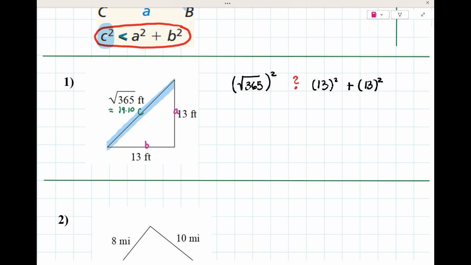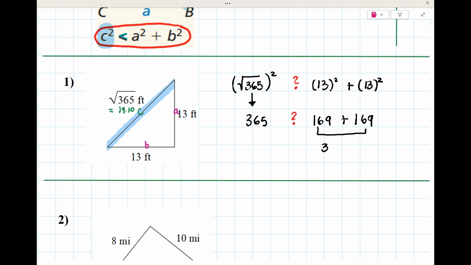Anytime you square a square root, it cancels out the radical. So if I square the square root of 365, that's just 365. Square 13, we get that. And now I just have to do that sum and I get 338.